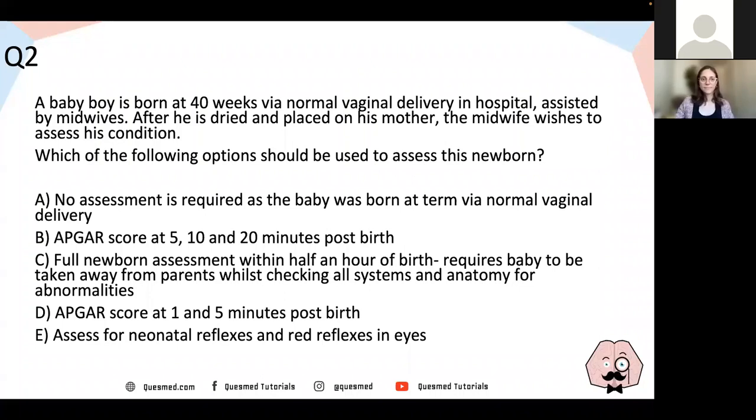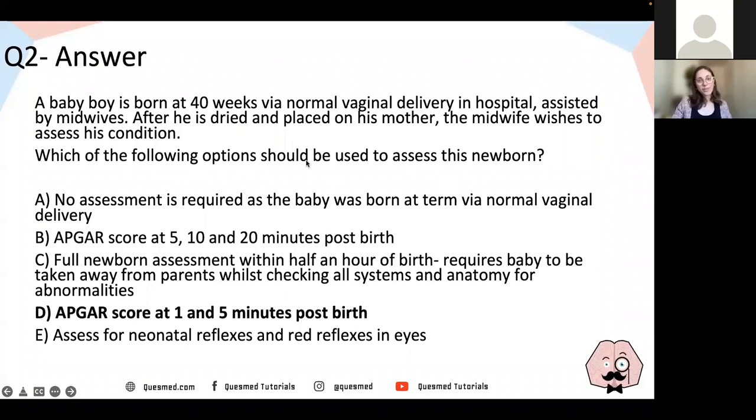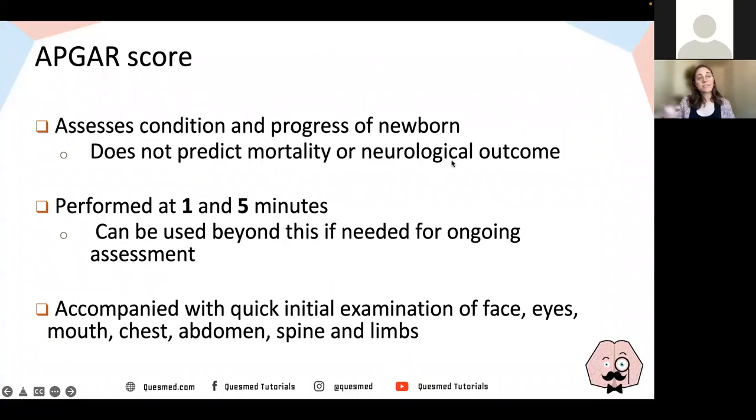Very good. Nice. You guys are pretty hot on this. Absolutely. What we would use in this case is the APGAR score, which is done at 1 and 5 minutes. Yes, the APGAR score is sometimes also done at 10 minutes, but it depends on the score at 5 minutes. So that's a bit of a trick question.